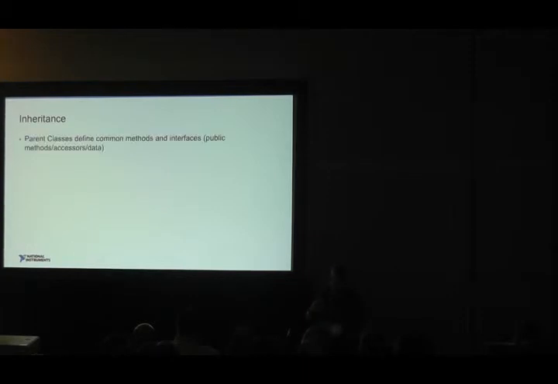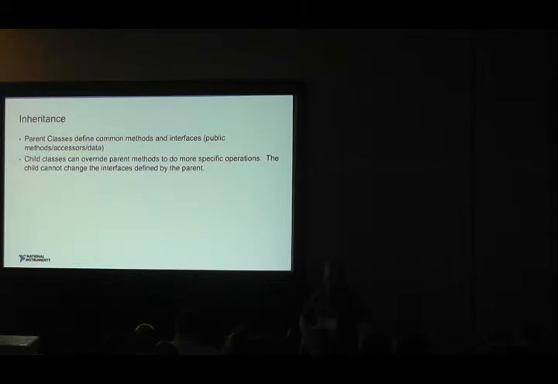So inheritance. The parent class defines common methods and interfaces that are public, accessor data, and the child overrides those. The child has access, though, to what the parent has created. So your child is expanding upon what the parent already does. And that gives you the ability to extend functionality.